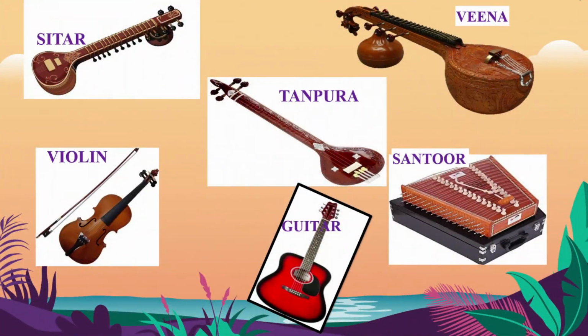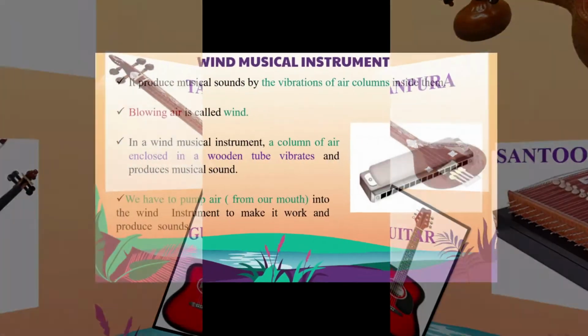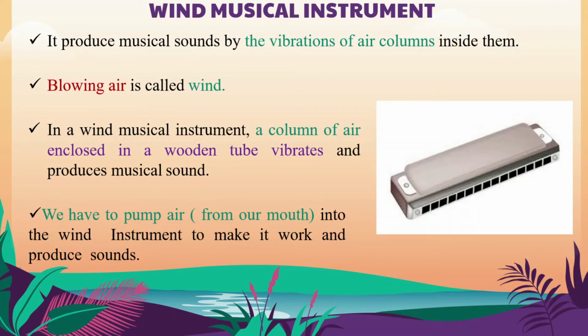Here are some very common examples of stringed type musical instruments. First one is sitar, the second one is the veena, and this one is tampura. You know that tampura is the accompanying instrument. It cannot be played as a solo instrument. So this one is the violin, and guitar and santur are common examples of string type instruments. Don't be worried. In the later part of this class, we will learn all the musical instruments with their proper sounds.